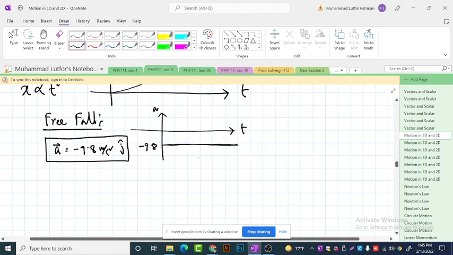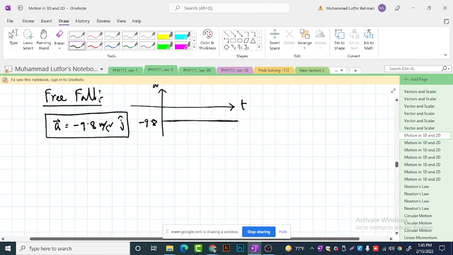And what would be the velocity versus time graph? Starting from the case of free fall, this is your velocity vx axis, and this is your time. If you drop the particle, that would be your velocity graph, right? This is the case.